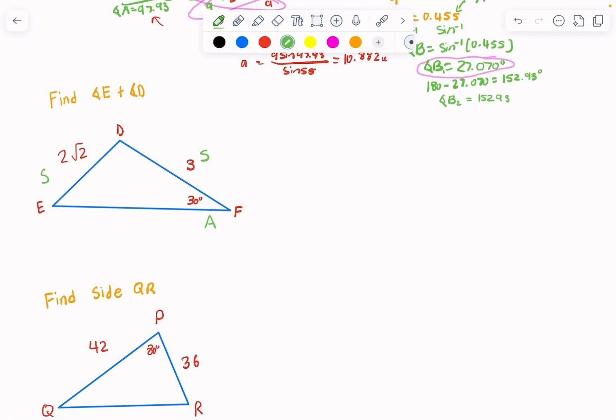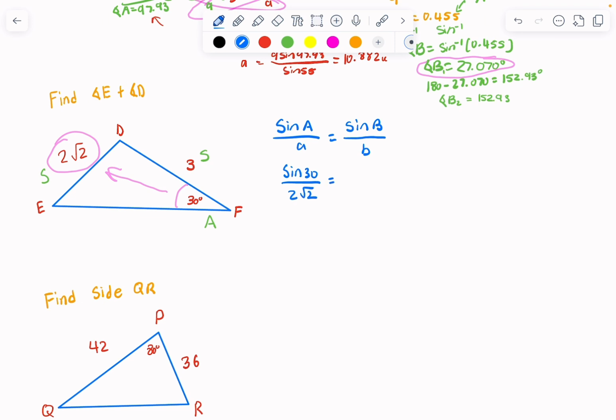So what we're going to do is we're going to identify what we can solve for. Since we have side, side, angle, we can use the law of sine, which is sine A over A equals sine B over B. We're going to plug in numbers for sine A first. In this case, it will be angle F and its corresponding side, which is 2 root 2. So we're going to plug that into sine A. So that will be sine 30 over 2 root 2.